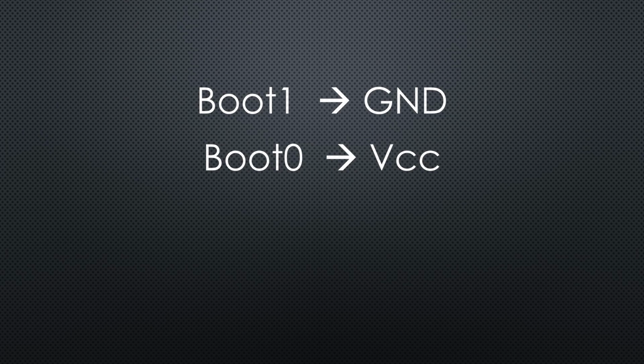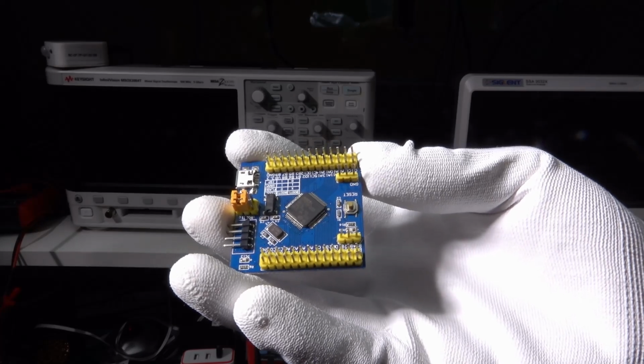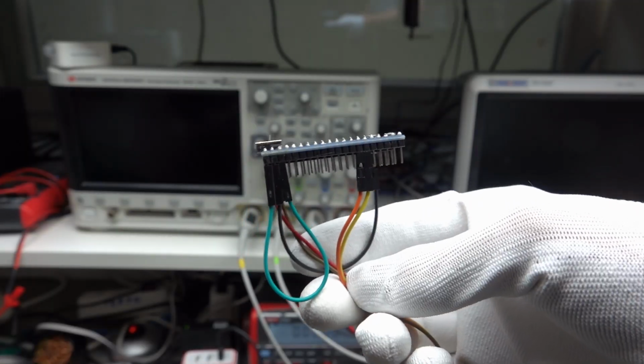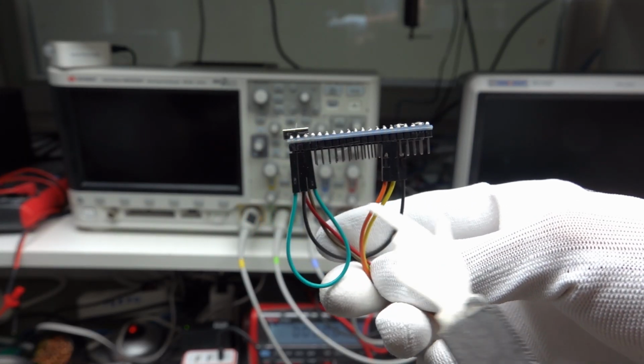Now you have to wire the BOOT1 pin to ground and BOOT0 to VCC and connect an FTDI adapter to the Serial1 pins. On the Bluepill, there are jumpers for that. For the Maple Mini, you have to use DuPont wires.